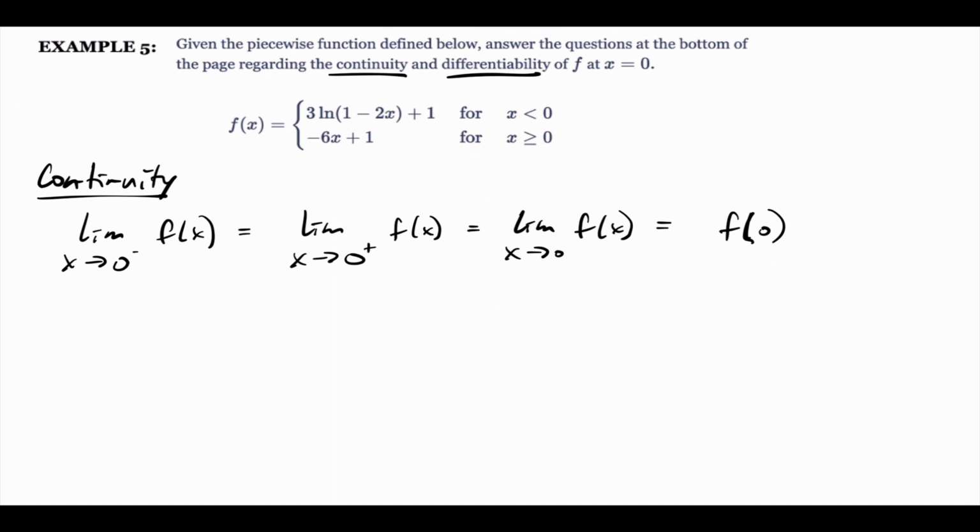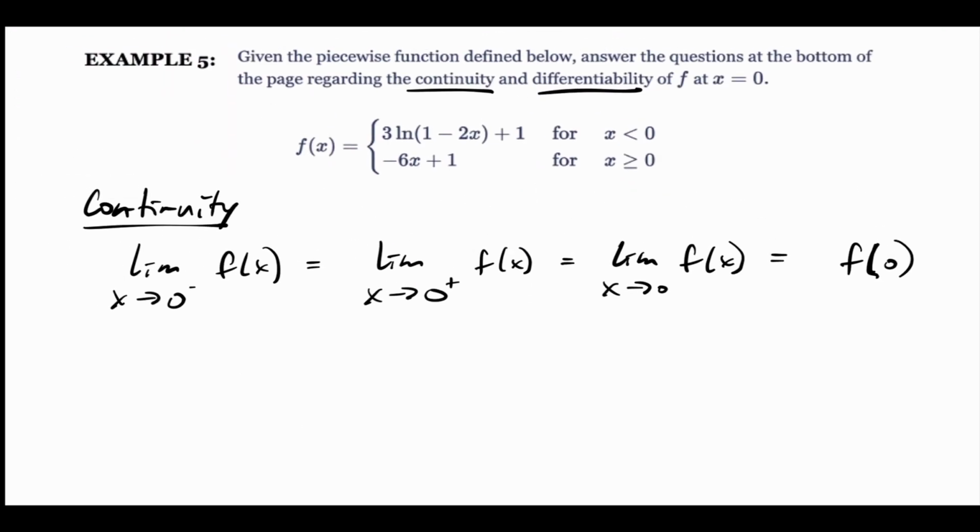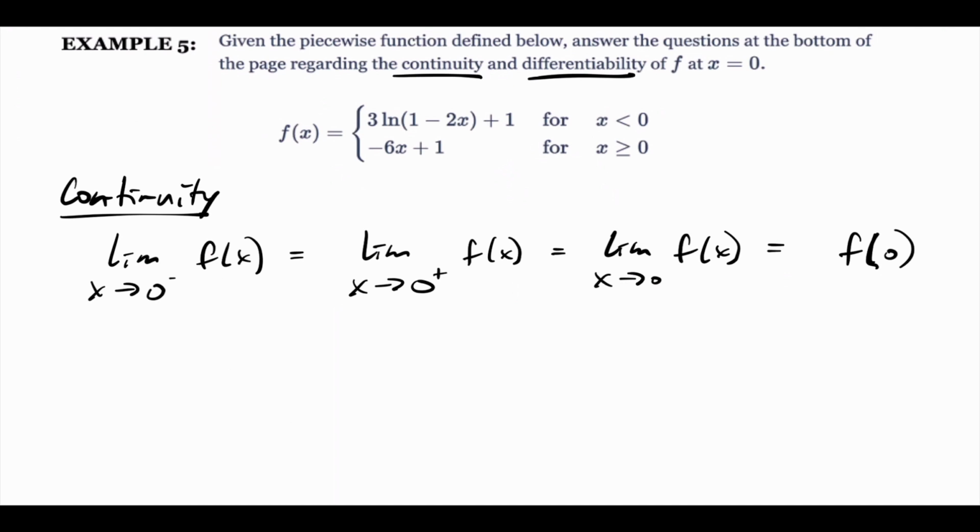Okay, so I'm going to solve each of these. So to find the limit as x approaches 0 from the left, that's the less than side, right? I'm going to use the top guy because that's the less than, right? So I'm going to plug in 0 everywhere I see an x. So 3 times the natural log of 1 minus 2 times 0 plus 1.